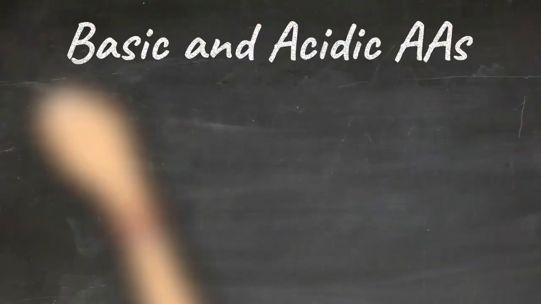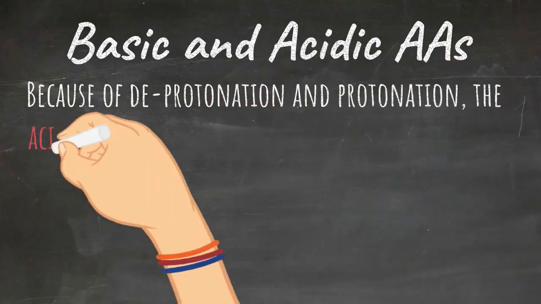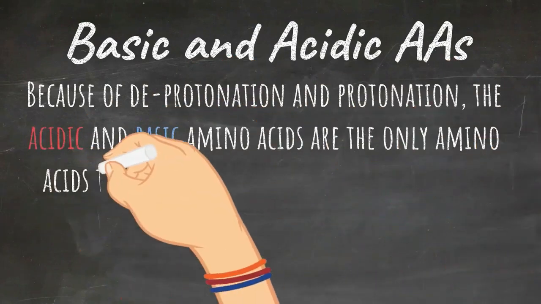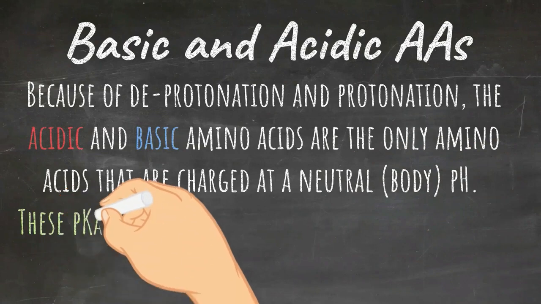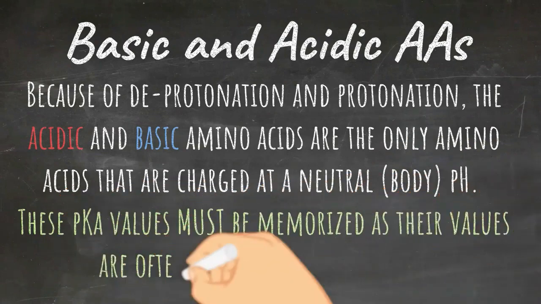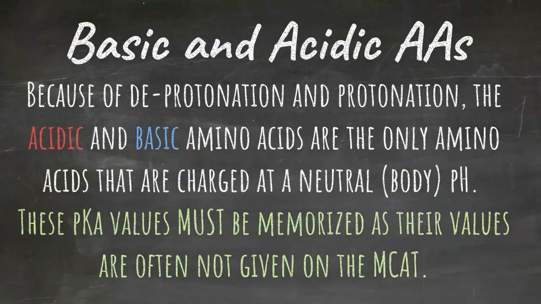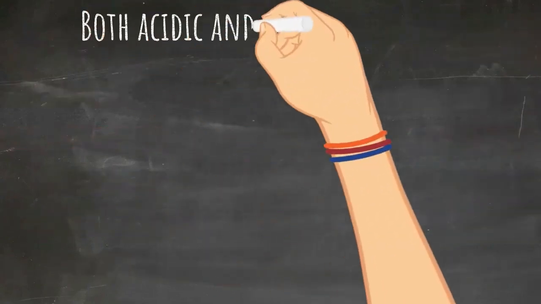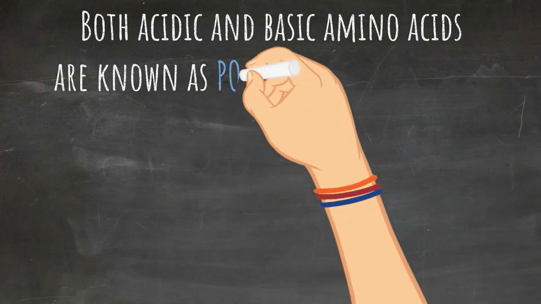Because of this deprotonation and protonation, the acidic and basic amino acids are the only amino acids that are charged at a neutral pH within the body. These pKa values must be memorized, as their values are not often given on the MCAT. In general, these are going to be the only amino acids you're tested on for pKa values. Both acidic and basic amino acids are known as polar amino acids.